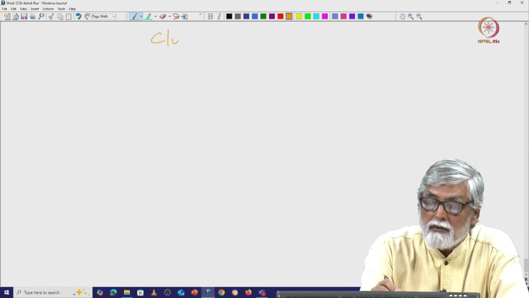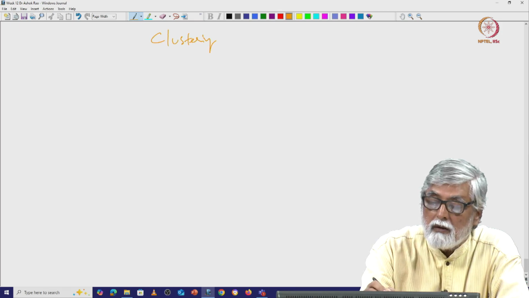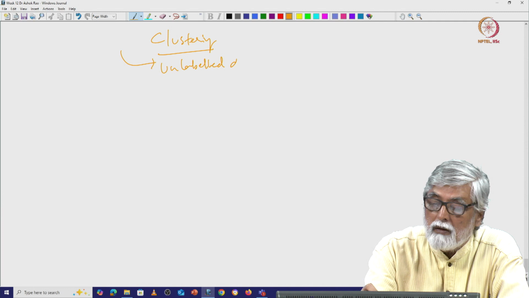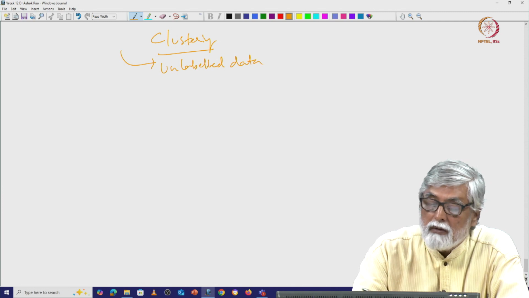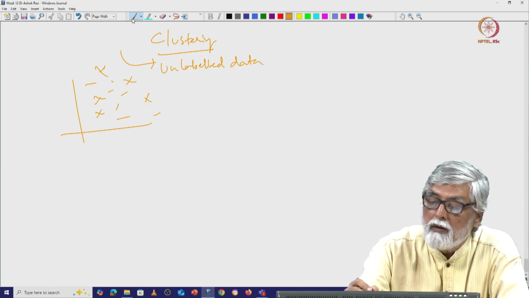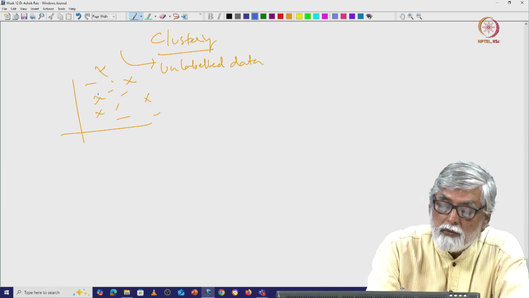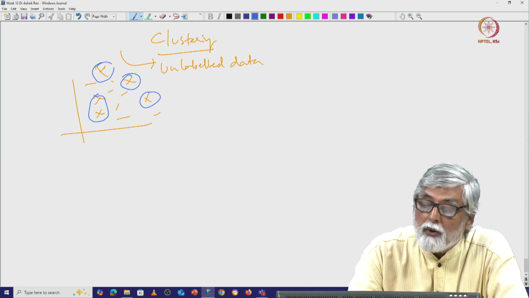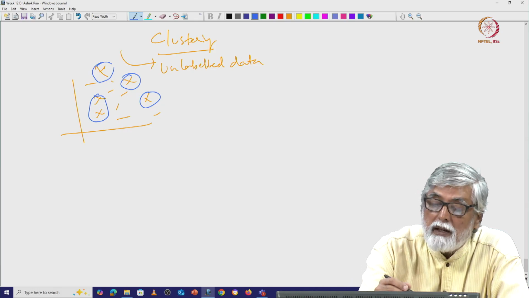Clustering, you resort to clustering when you have unlabeled data. For example, you have data like this. Typical clustering answers would look like this: one cluster, second cluster, third cluster, fourth cluster, or maybe this is separate. Okay. Now, the same thing can be done in a different way.